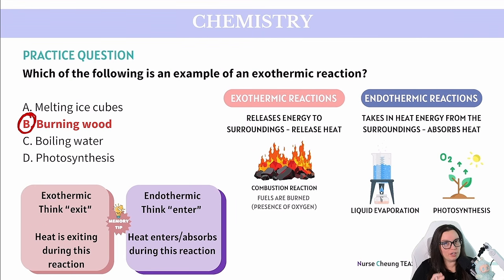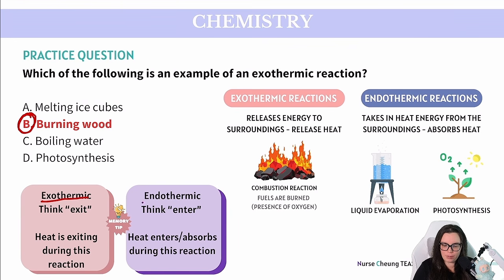So there's 2 different kinds of reactions you're going to need to know for the TEAS. Number 1 is exothermic reaction. The way I like to remember that is think of EX and EXIT, EX and exothermic. That means that heat is going to be exiting during this reaction. We're going to be releasing heat.